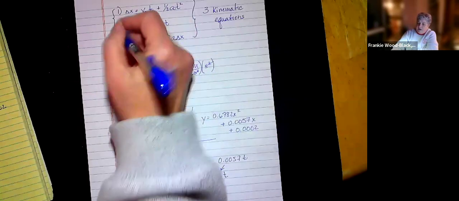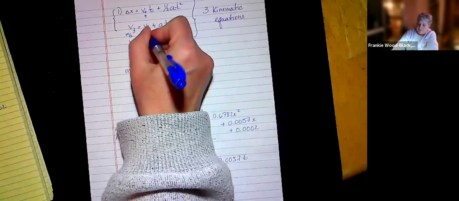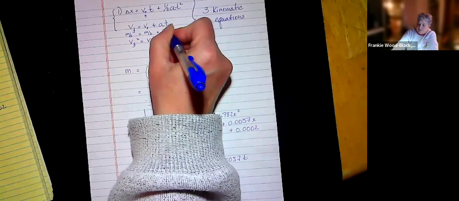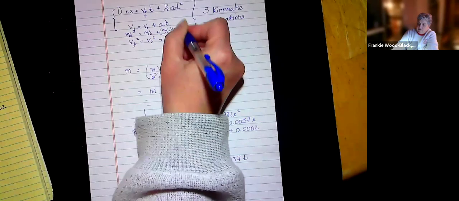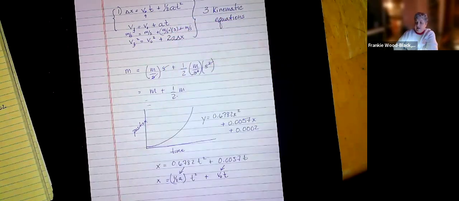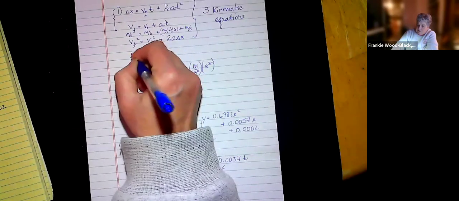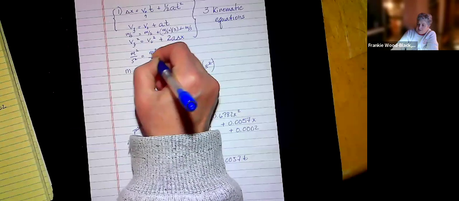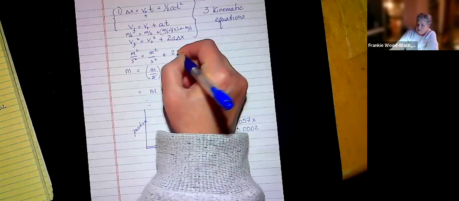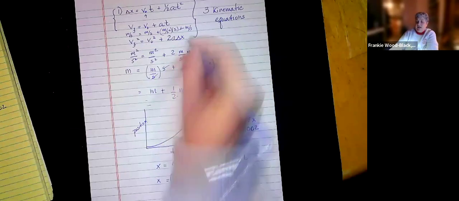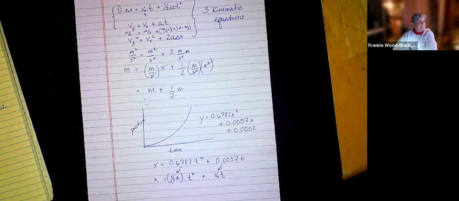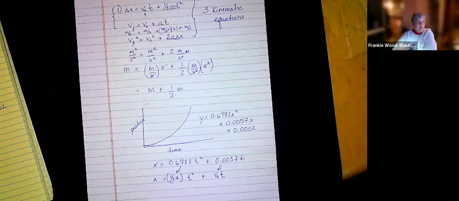If I look at my second one, that's meters per second is equal to meters per second plus meters per second squared times seconds. That ends up in meters per second, and I can add those together. This one gives me meters squared per second squared is equal to meters squared per second squared plus 2 meters per second squared times meters. That gives me meters squared per second squared. So the dimensional analysis is really, really going to help you.